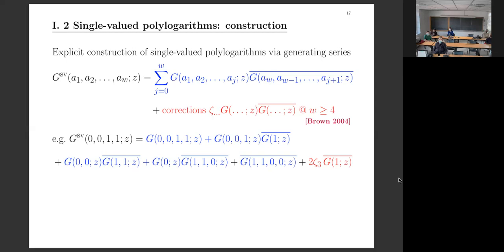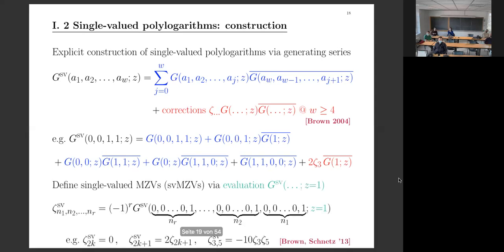Here I just want to give you one example to convey the flavor. In this weight 4 single-valued polylogarithm, you need to insert a term with a zeta 3 in it. Never mind the details of the formula, but you will later on see a one-loop version of that, where I also need a certain zeta correction to maintain modularity. Good. And now that we have this family of single-valued polylogs, we can repeat the game of evaluating them.